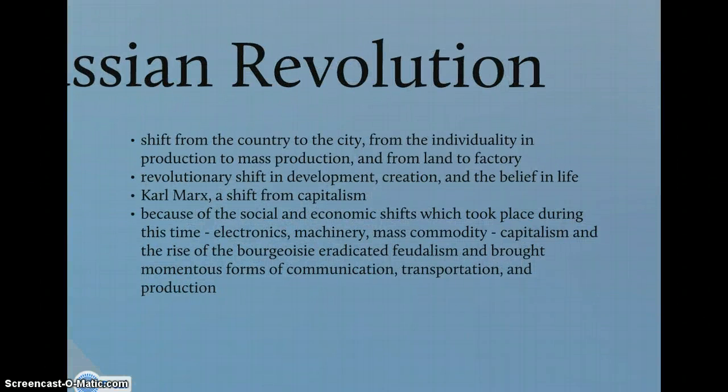It was a shift from country to city, from individuality to production and mass production. If you get a chance to read Benjamin's essay about reproducibility, I can share that with you, but it's really fantastic. You should do that. Anyway, revolutionary shift in development, creation, and the belief in life. Karl Marx shifted from capitalism to a different point of view.